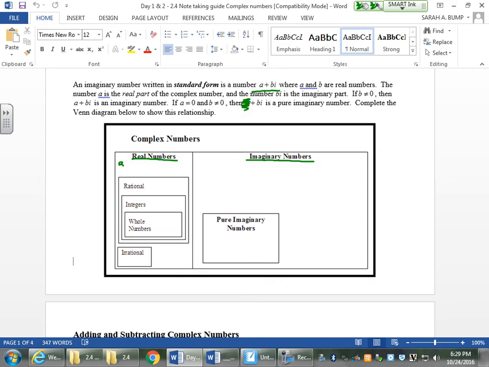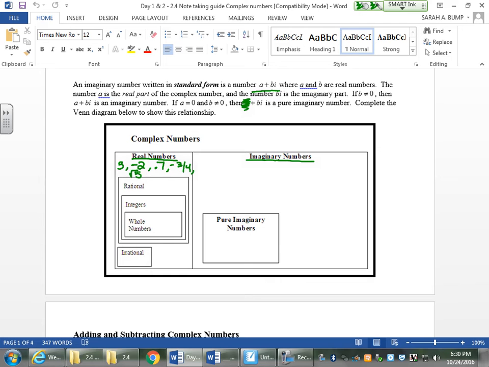Okay, so 3 is a real number. Negative 2 is a real number. 0.7 is a real number. Negative 3/4 is a real number. The square root of 5 is a real number. Those are all real numbers, just to throw some examples there. And you can break down real numbers even further into rational numbers and irrational.